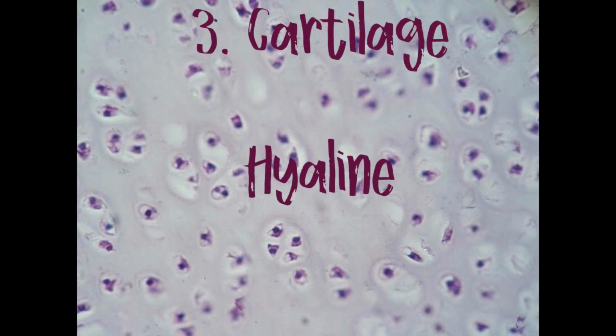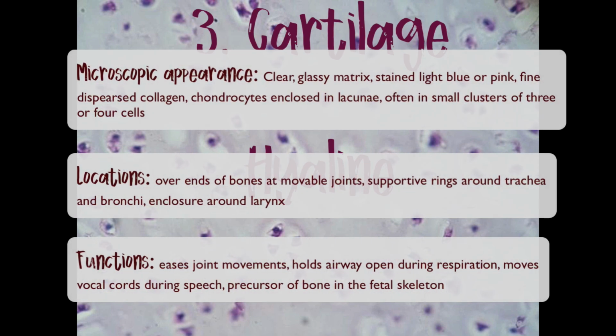Now let's take a look at cartilage. Cartilage has three different types: hyaline cartilage, elastic, and fibrocartilage. So let's look at hyaline first. Hyaline, you'll notice, is a clear glossy matrix. It's often stained light blue or pink in tissue sections.